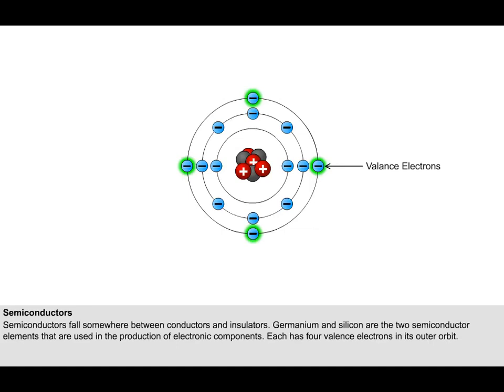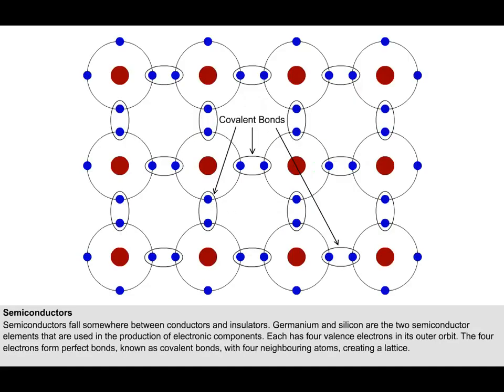Silicon and germanium, along with carbon, have a unique property in their electron structure. Each has 4 valence electrons in its outer orbit. As shown in this simplified diagram, the 4 electrons form perfect bonds, known as covalent bonds, with 4 neighbouring atoms, creating a lattice. All of the outer electrons in a pure silicon or germanium crystal are involved in perfect covalent bonds, so they can't move around. A pure silicon or germanium crystal is somewhere between a conductor and an insulator. Very little electricity will flow through it.